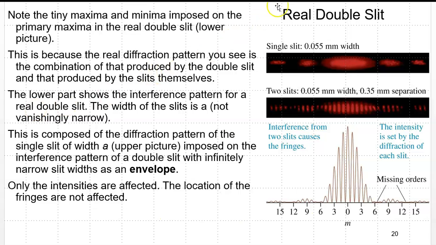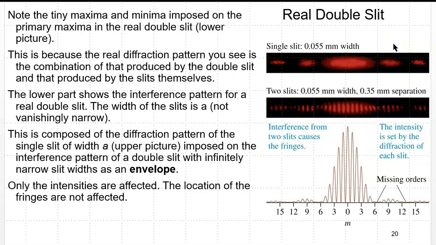Here's a picture of this. Here is a single slit. Here is a real double slit. Notice the little tiny maximum and minimum that are inside this double slit pattern. This is because the real diffraction pattern you see is the combination of that produced by the double slit, that's one, and that produced by the slit itself.